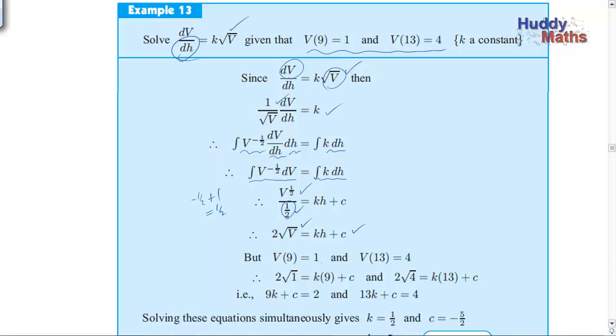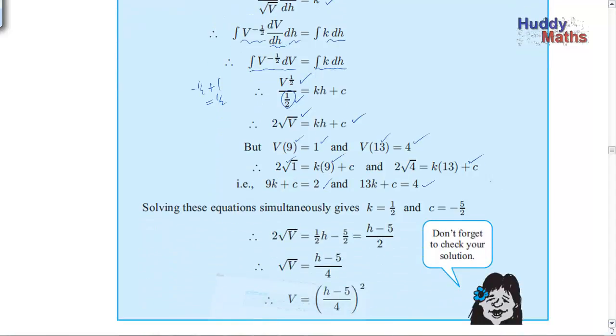Now we can evaluate this, so we can say here at 9 for h it's 1, so we can sub that in for v, and at 13 it's 4, so subbing it in, so we've got these two because we've got a k in there and a c, so we can combine those together simultaneously using probably equation mode on the calculator. Solution of simultaneous equations, or just here they're fairly straightforward. C's the same, so you could just subtract one equation from the other and you get k is a half, and c is neg 5 over 2.